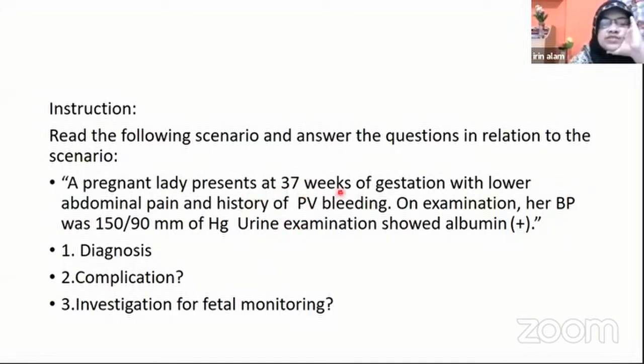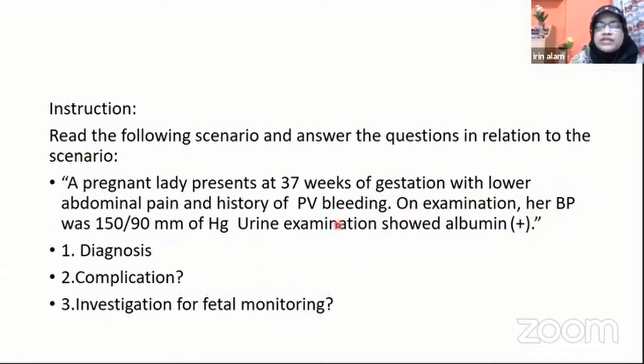Look at this question. This is 37 weeks pregnancy, lower abdominal pain with history of PV bleeding. On examination, her blood pressure is 150/90, and urine examination showed albumin 1+. So this is a case of PV bleeding, antepartum hemorrhage. There may be abruptio placenta, and this is a case of mild preeclampsia. So this is 37 weeks pregnancy, PV bleeding with abdominal pain.